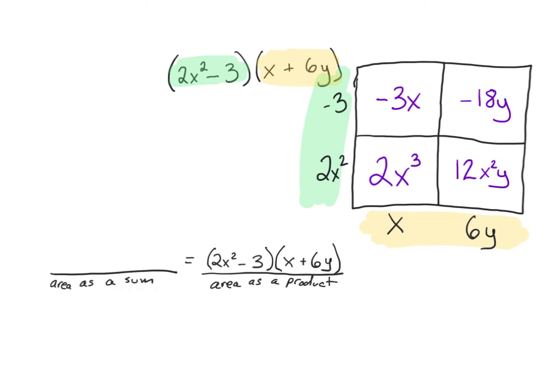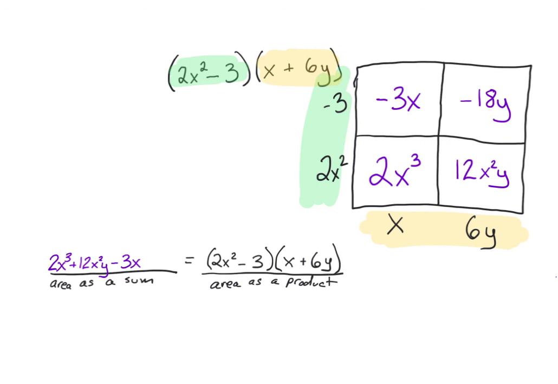I am almost ready to write my area as a sum, but I want to check for any like terms first as I do that. So I'll start with this 2x to the 3rd power. I don't see any other terms with x to the 3rd power, so I can just write that as the start of my area as a sum. Next, this 12x squared y, I don't see any other terms with x squared y, so I'm going to add that to my area as a sum. Next, I've got negative 3x. Again, I don't see any other terms with just x, so I add that to my area as a sum.